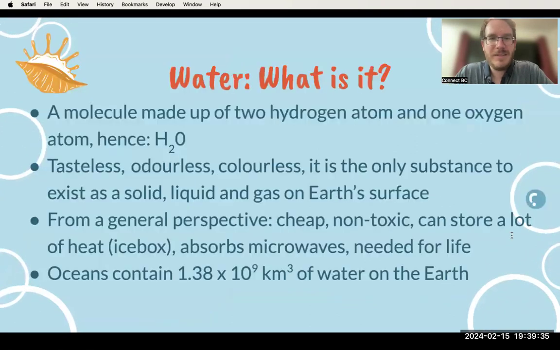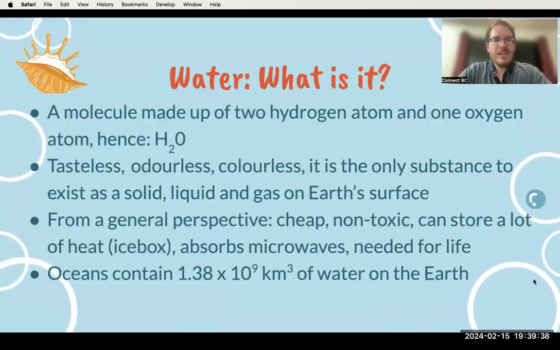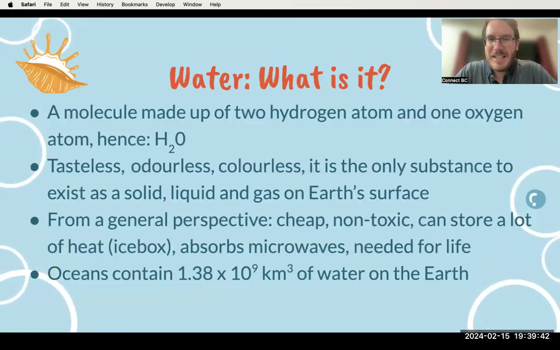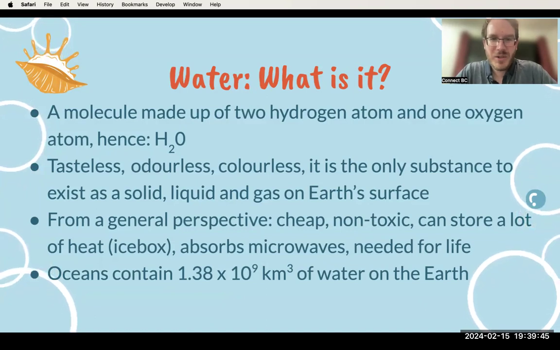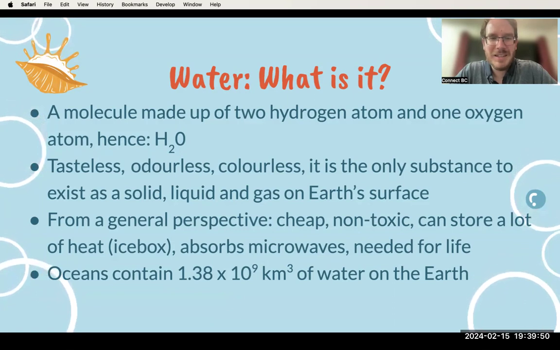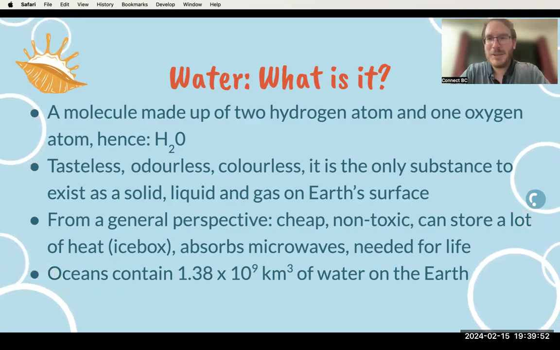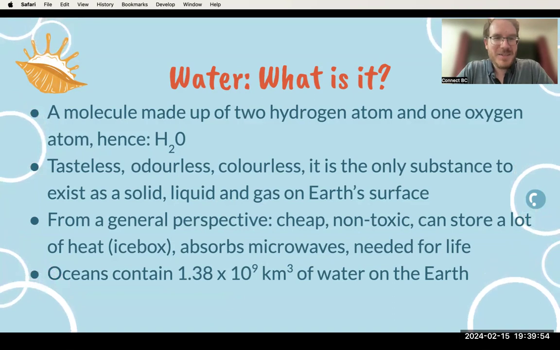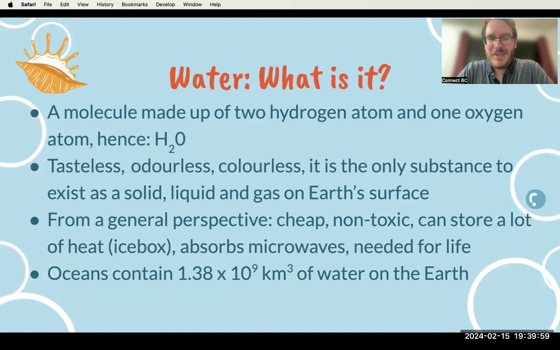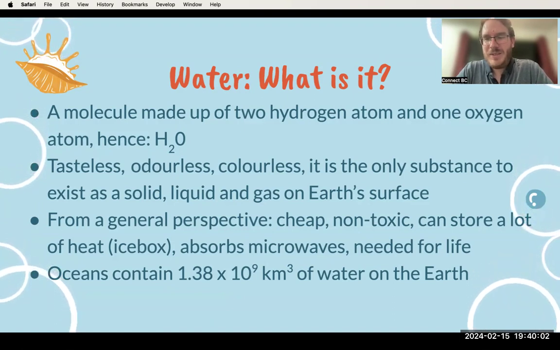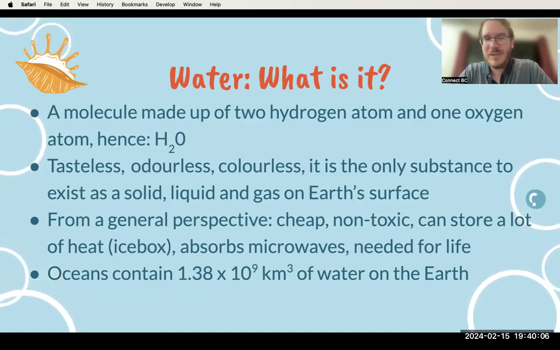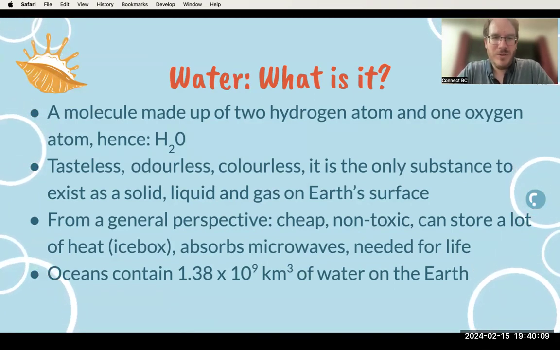What makes it great? And so water is a molecule. It's made up of two hydrogen atoms and one oxygen atom, hence its name H2O. Two H's for hydrogen and one O for oxygen. That's why we call it H2O, and that's broken into the public consciousness despite being a chemical formula. And so it's tasteless, odorless, colorless, which sounds a bit boring, but it's the only substance on Earth that actually exists as a solid, liquid, and gas on the Earth's surface. So other substances are only as a rock or a solid, or only as a gas or a liquid, maybe a couple, but not all three.